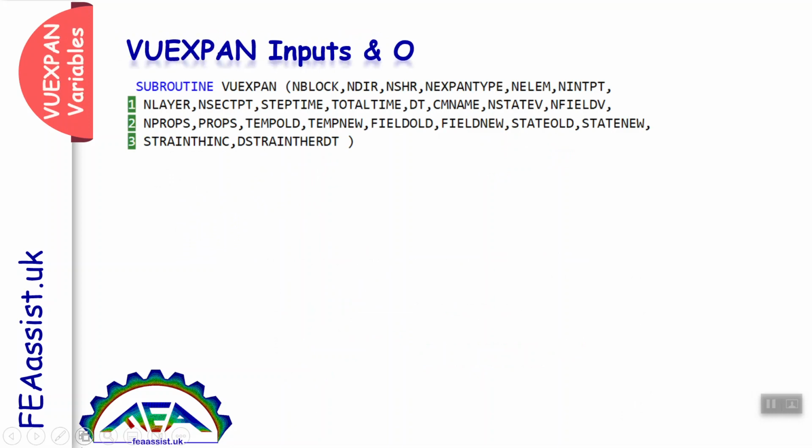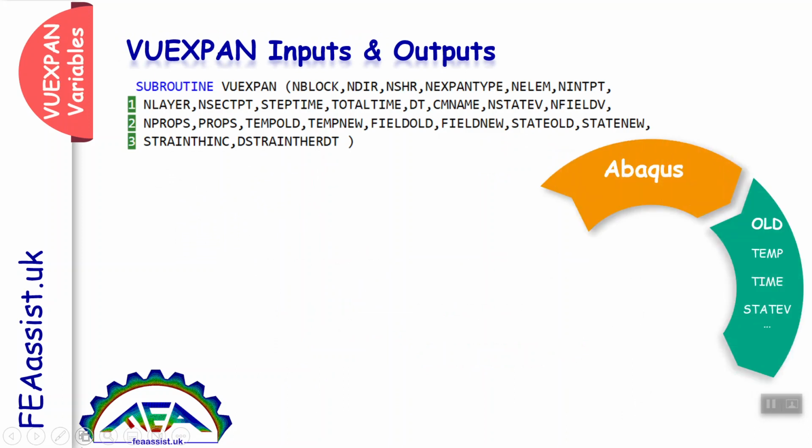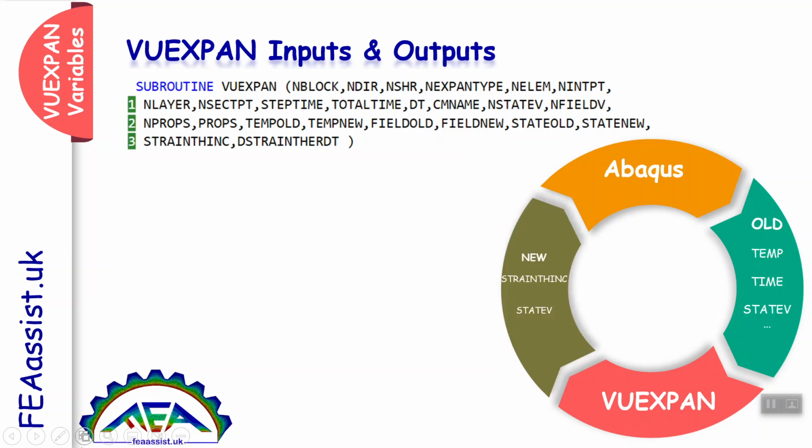VUEXPAND variables, VUEXPAND inputs and outputs. VUEXPAND has some inputs. We need to get those inputs, process them, and export new variables as outputs into Abaqus. In other words, Abaqus computes the temperature, time, state variables, and transfers these variables as inputs into the VUEXPAND subroutine. In the VUEXPAND subroutine, we need to process these variables and compute new variables like the strain increment, the thermal strain increment, state variables, and all the outputs, and return these outputs to Abaqus. Again, Abaqus uses these values to compute the new values for temperature, time, and state variables. This is how Abaqus and VUEXPAND interact with each other, which is necessary to understand well to write good VUEXPAND subroutines.